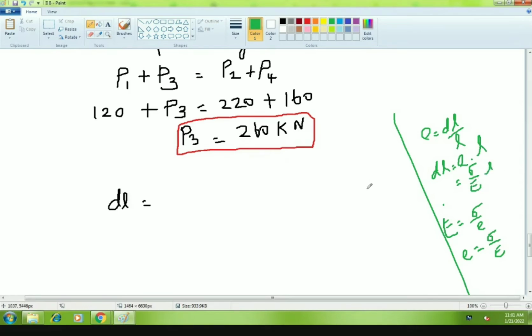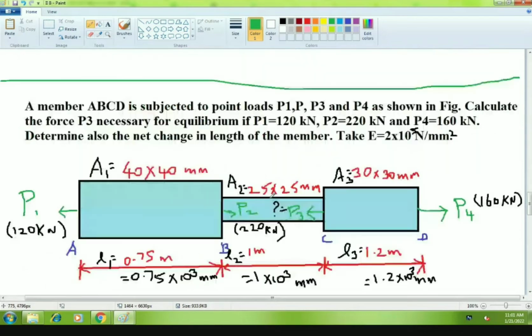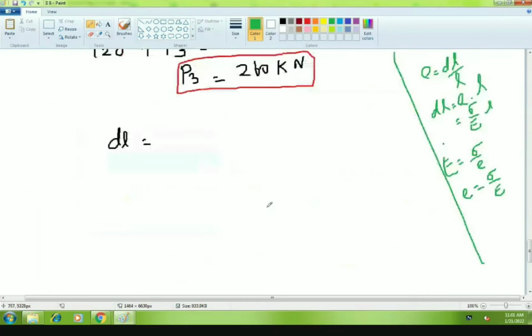So do you know the stress here? Anywhere stress is there? No, sir. What is the stress formula? Load by area. So shall I write that value also here? So what is DL? Load by area and then L by E. Am I correct? PL divided by AE. Correct, no? Yes, sir. So DL equal to DL1 plus DL2 plus DL3.